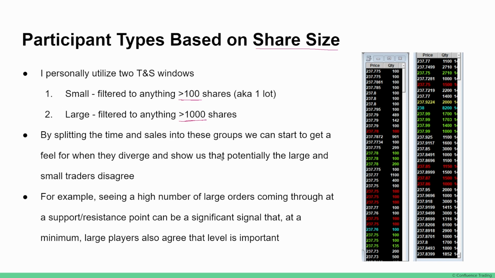By splitting my time and sales into these groups, you're able to show when the larger or smart money disagrees with the small traders. You can see when volume picks up on your large time and sales versus when it picks up on your smaller time and sales. So, for example, if you're seeing a very high number of orders come through on your larger time and sales window at a support or resistance level, this could be a significant signal that at a very bare minimum, these large players also agree that that level is important and are making decisions there. So we'll go into some examples of this next, but I just wanted to show you how you can split your time and sales windows up to differentiate these different participant types.